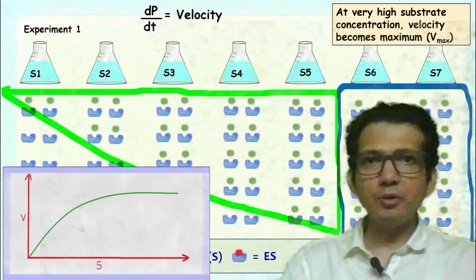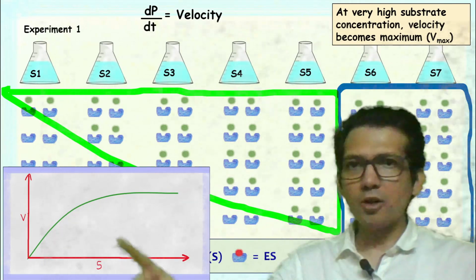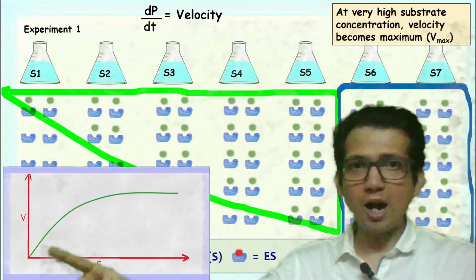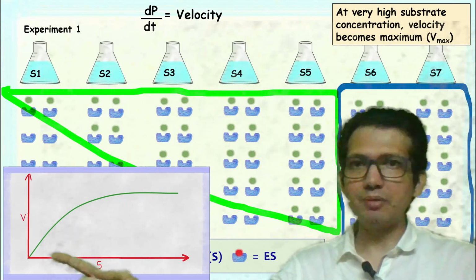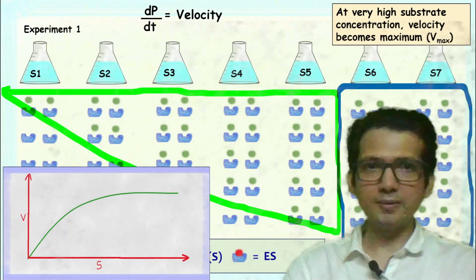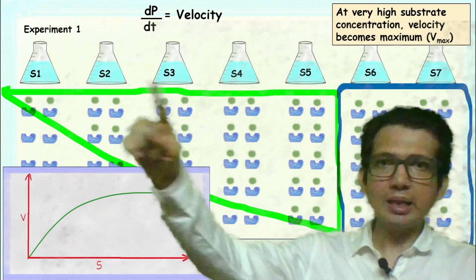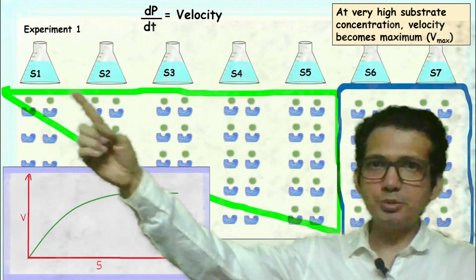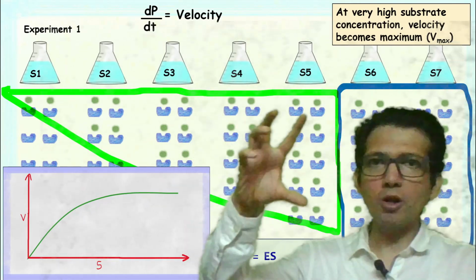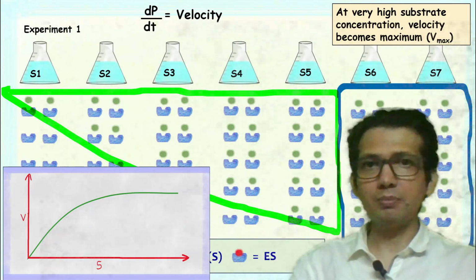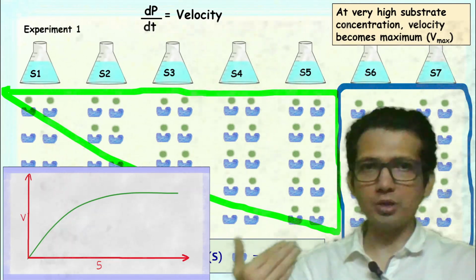So the graph of the reaction will appear something like this. The initial part of the graph is the straight line graph. As the substrate concentration increases, there is increase in velocity. This increase can also be seen in this figure. As the substrate concentration increases, there is more and more amount of product formed per unit time. That is, velocity increases with increase in substrate concentration.